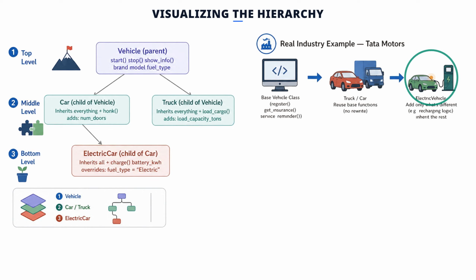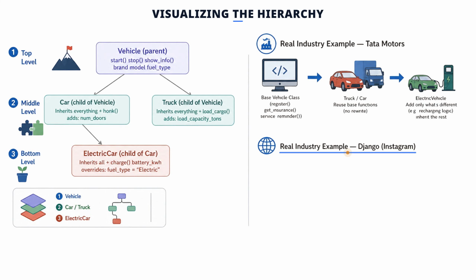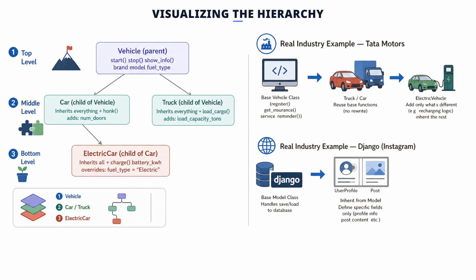This exact same principle applies beyond physical objects, right into software engineering. Take the Django web framework, which powers massive platforms like Instagram. Django gives developers a base model class that contains all the incredibly complex logic needed for saving and loading data from a database. When a developer needs to create a user profile or a post, they simply inherit from this base model. They only define the specific fields for the profile or the post. The actual heavy lifting of communicating with the database is inherited automatically.